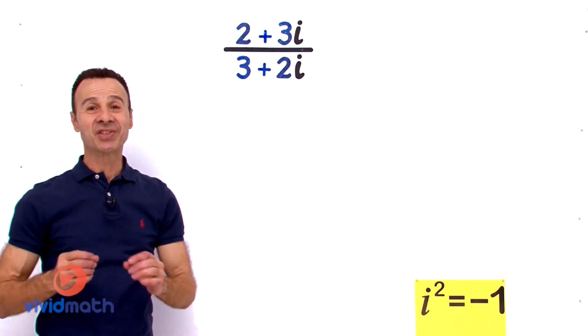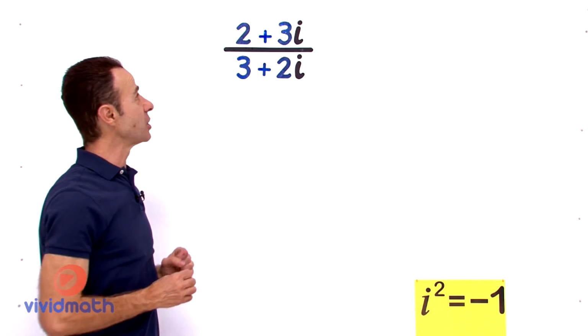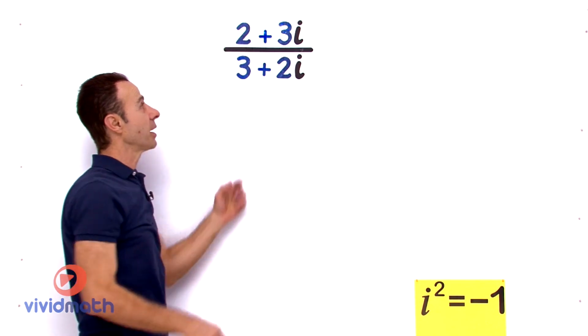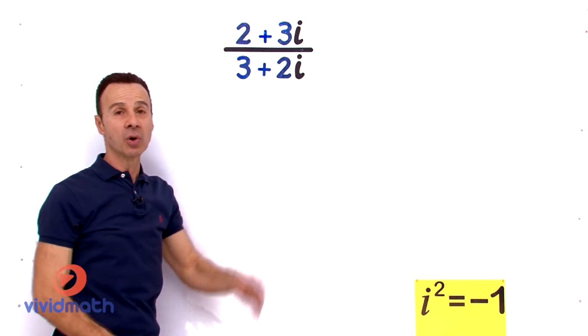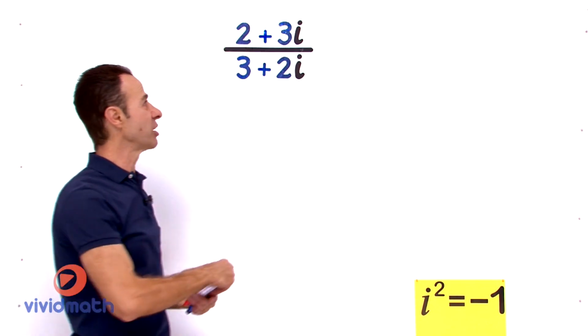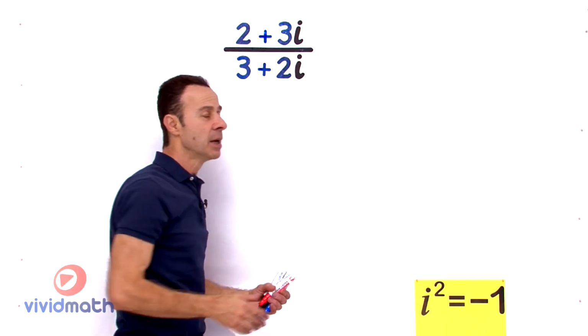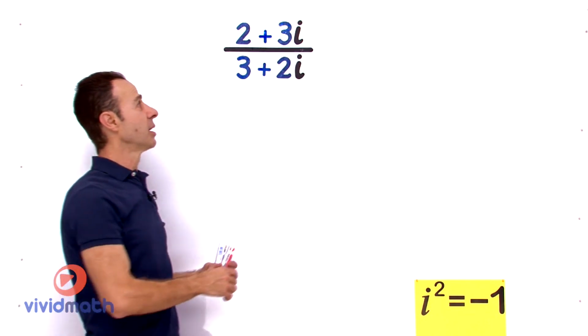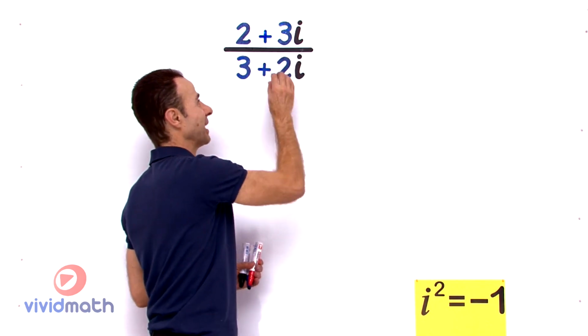All right, in this example, we are dividing complex numbers. We have on the top 2 plus 3i, down below 3 plus 2i. Now, we want to get rid of the imaginary number down below here. We've got 2i. The way to do that is to multiply the whole denominator by its conjugate.